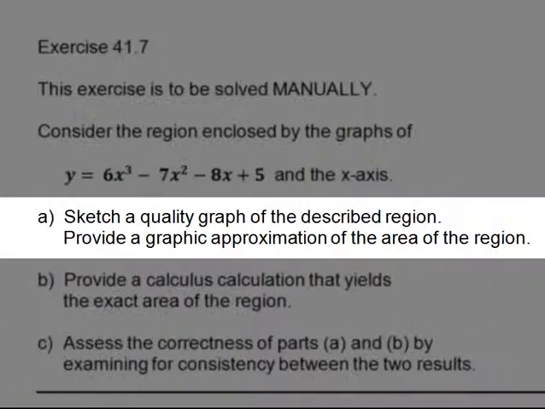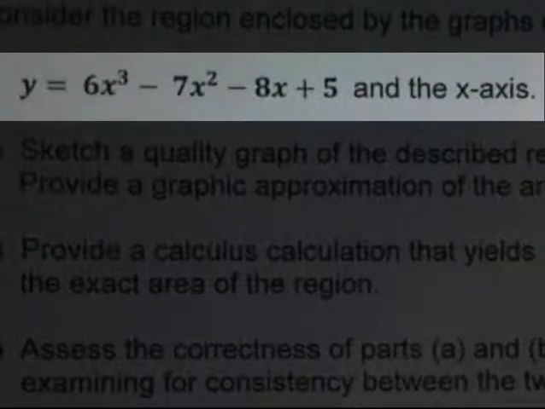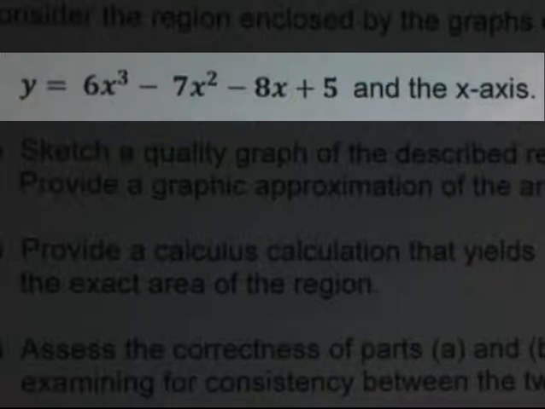Part A. Sketch a quality graph of the described region. Provide a graphic approximation of the area of the region. Alright, for a graphic approximation, taking a look at these two graphs here. One is the x-axis. That's pretty obvious what that's going to be. But what about this other one here?